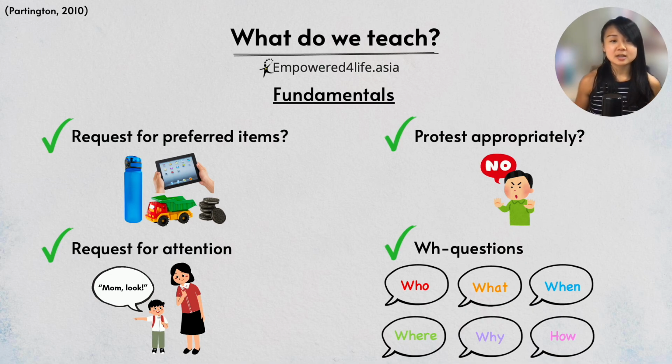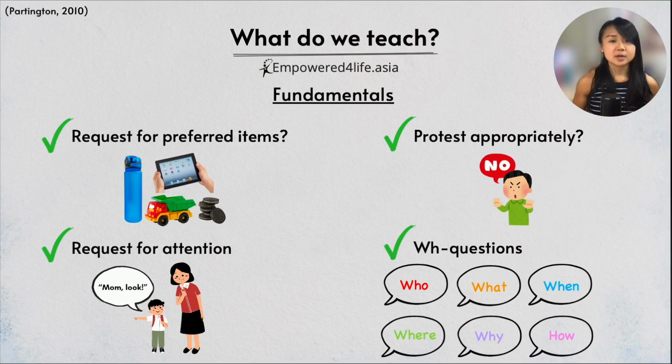With that said, does that mean that your child needs to meet all these fundamental goals before they can start on FCT? The answer is no. But they need to be able to at least request for preferred items first. That is because if they haven't learned the value of requesting, it will be very difficult for your child to see why they should use words over using their behaviors.